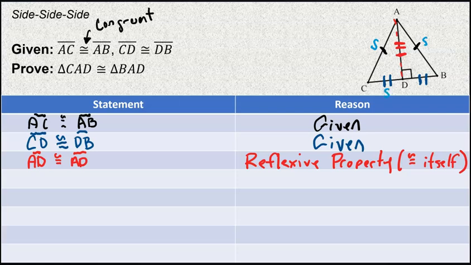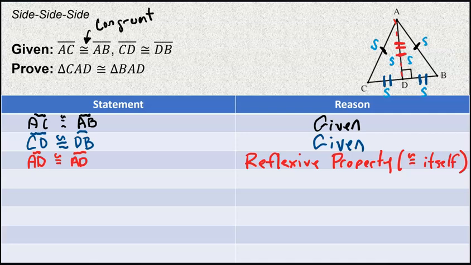CD and DB are sides of both triangles. And then I have my reflexive side. As you can see, the side postulate spells itself out in the diagram.